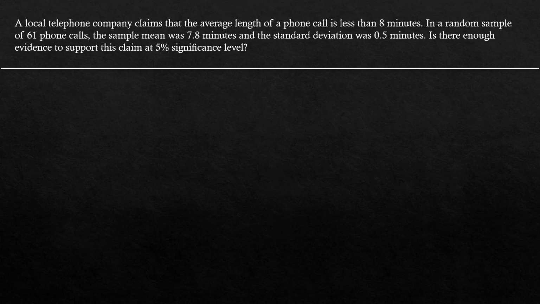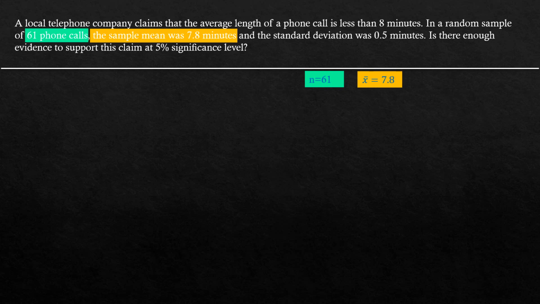First, let me write down the given information. You have 61 phone calls. What is that? That is the sample size. So n equals 61. The sample mean was 7.8 minutes. Sample mean we use x bar. Therefore x bar equals 7.8. Then we have the standard deviation was 0.5 minutes.